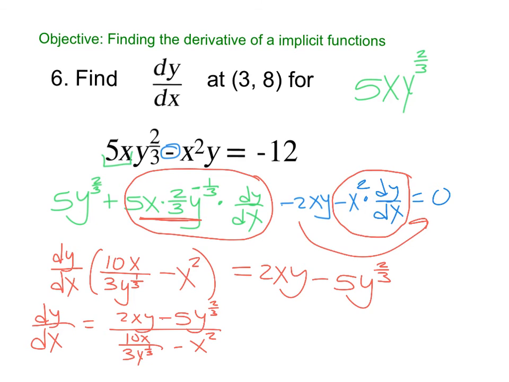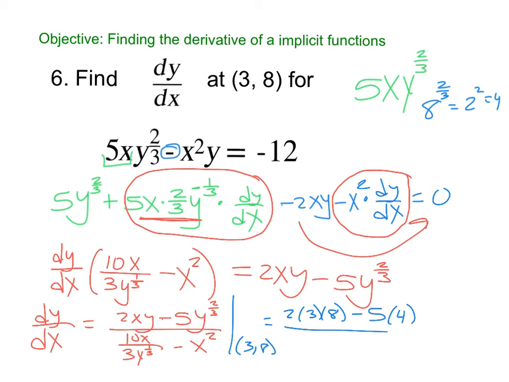All right, so now I have the derivative. Now we're going to plug in to find our point, so 3, 8. So 2 times 3 times 8 minus 5. Okay, I'm going to do this on the side. 8 to the 2/3, that's 2 squared. That's 4. Over 10 times 3 over 3 times 8 to the 1/3, which is 2. Right, cubed root.